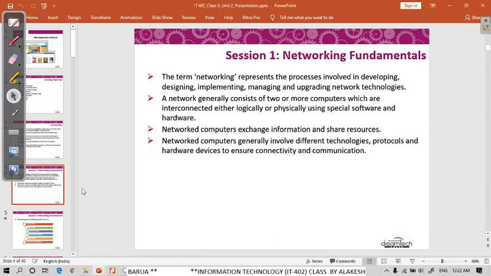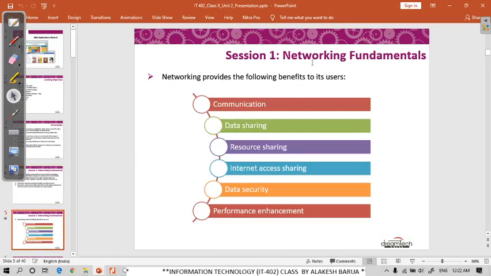Then let's get to the next point. What are the benefits of networking? Networking provides the following benefits to its users: communication, data sharing, resource sharing, internet access sharing, data security and performance enhancement. Let's go through all these points one by one.